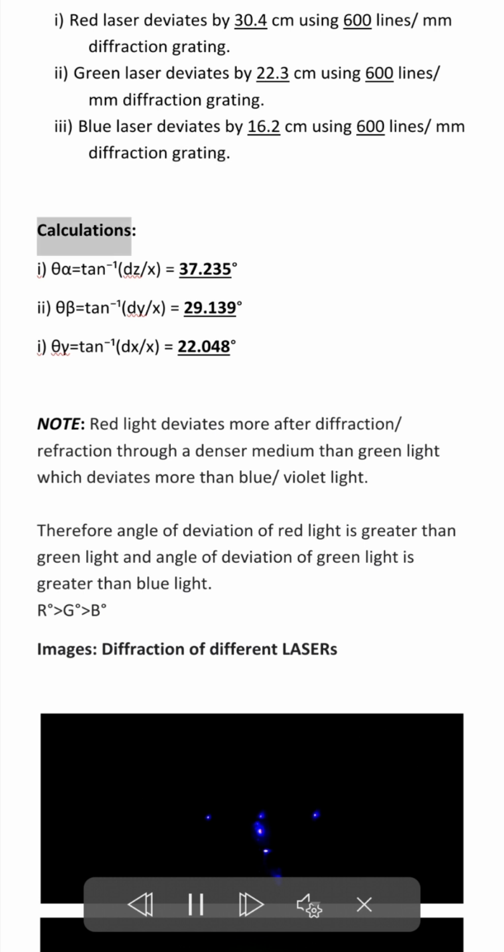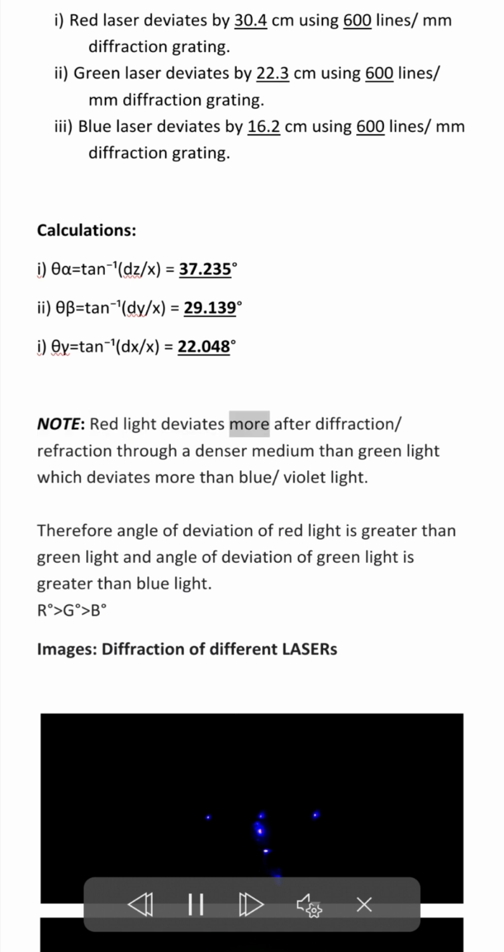Calculations. 1. theta alpha equals tan inverse of dz/x equals 37.235 degrees. 2. theta beta equals tan inverse of dy/x equals 29.139 degrees. 3. theta gamma equals tan inverse of dx/x equals 22.048 degrees.